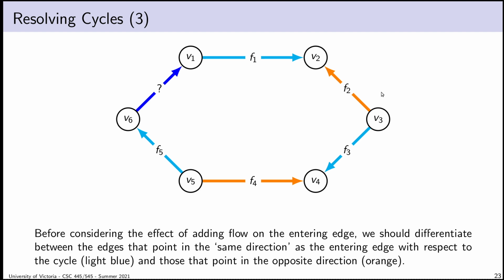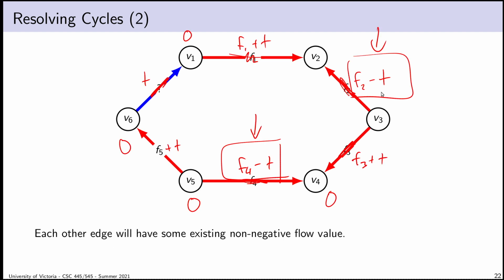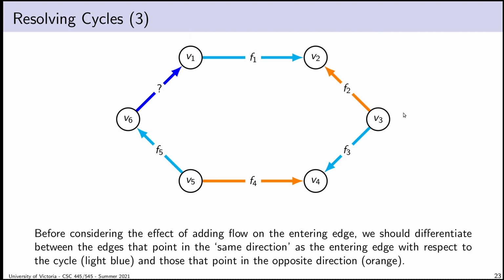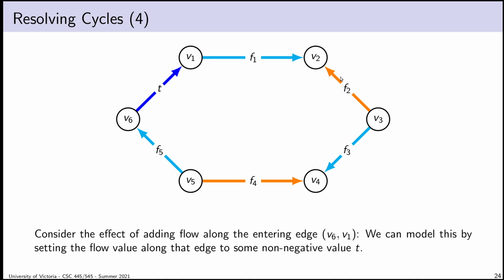And it turns out, if we look back at our previous example, that it's the opposite direction edges that are going to be important to us. They are the ones where t ends up being subtracted. They are the ones that could go negative if t gets too big. Okay, so I've divided my edges up between, colloquially, forwards and backwards. Forwards if they're in the same direction, and backwards if they're in the opposite direction with respect to the cycle.